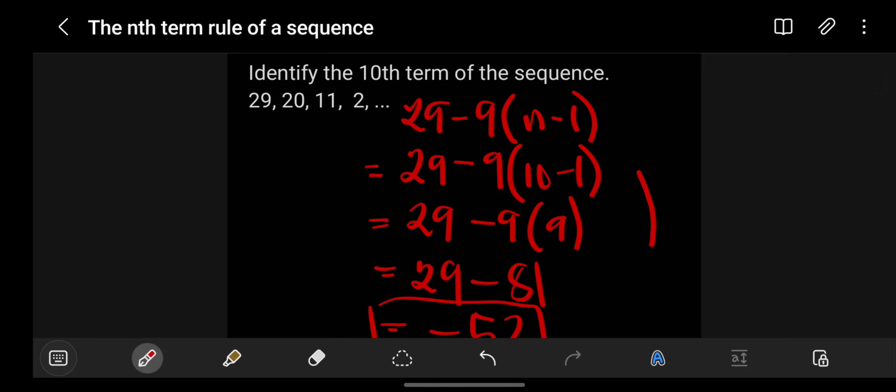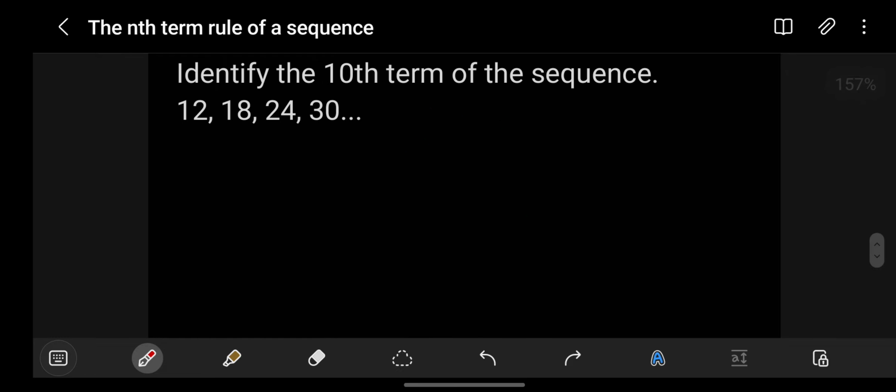We will proceed now to example number 2. This time we identify the 10th term of the sequence 12, 18, 24, 30. Again, the first step is to identify the first term. Our first term here is 12. Afterwards, you have to identify the pattern. As we can see, it's increasing, so we have to add by what? 6, because the pattern is increasing by 6.